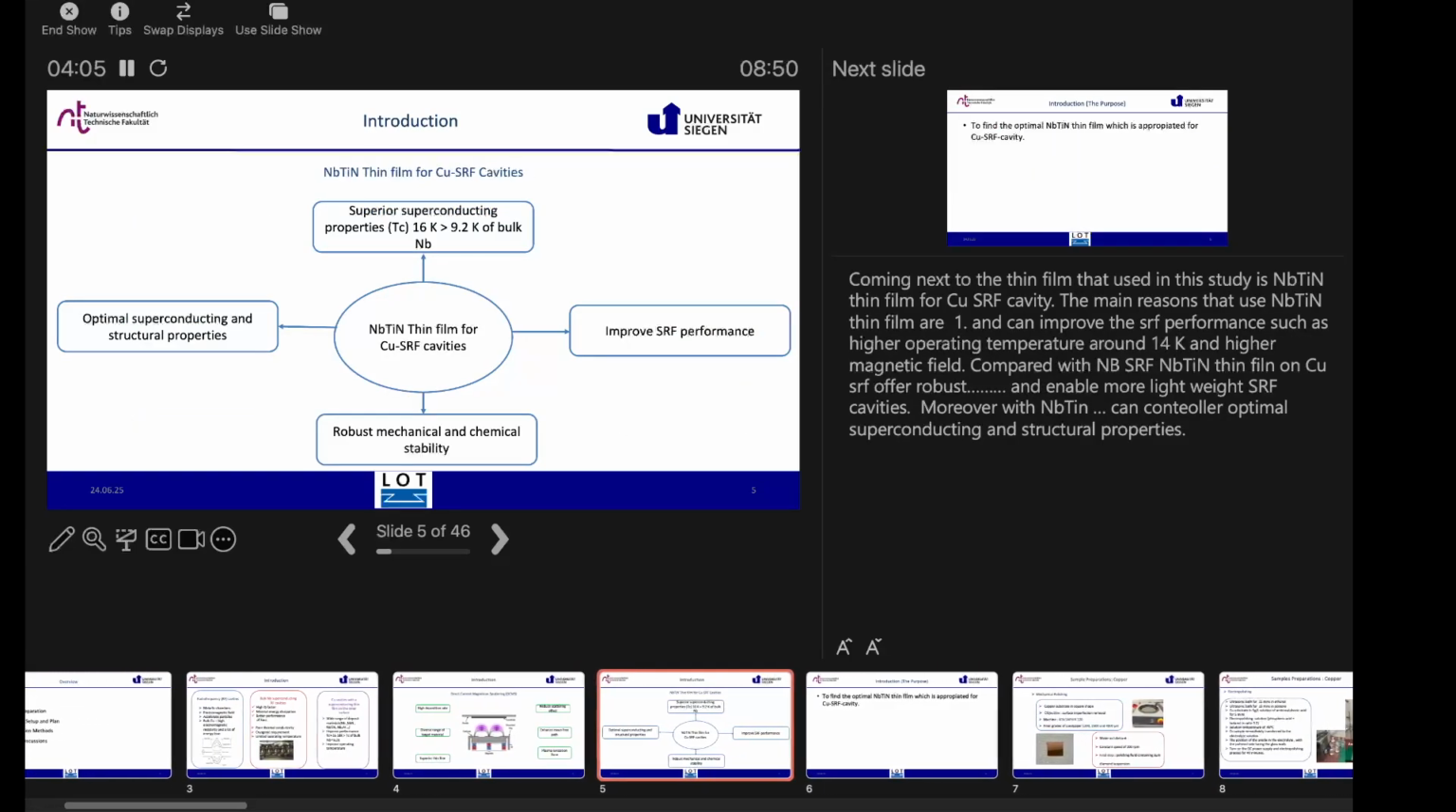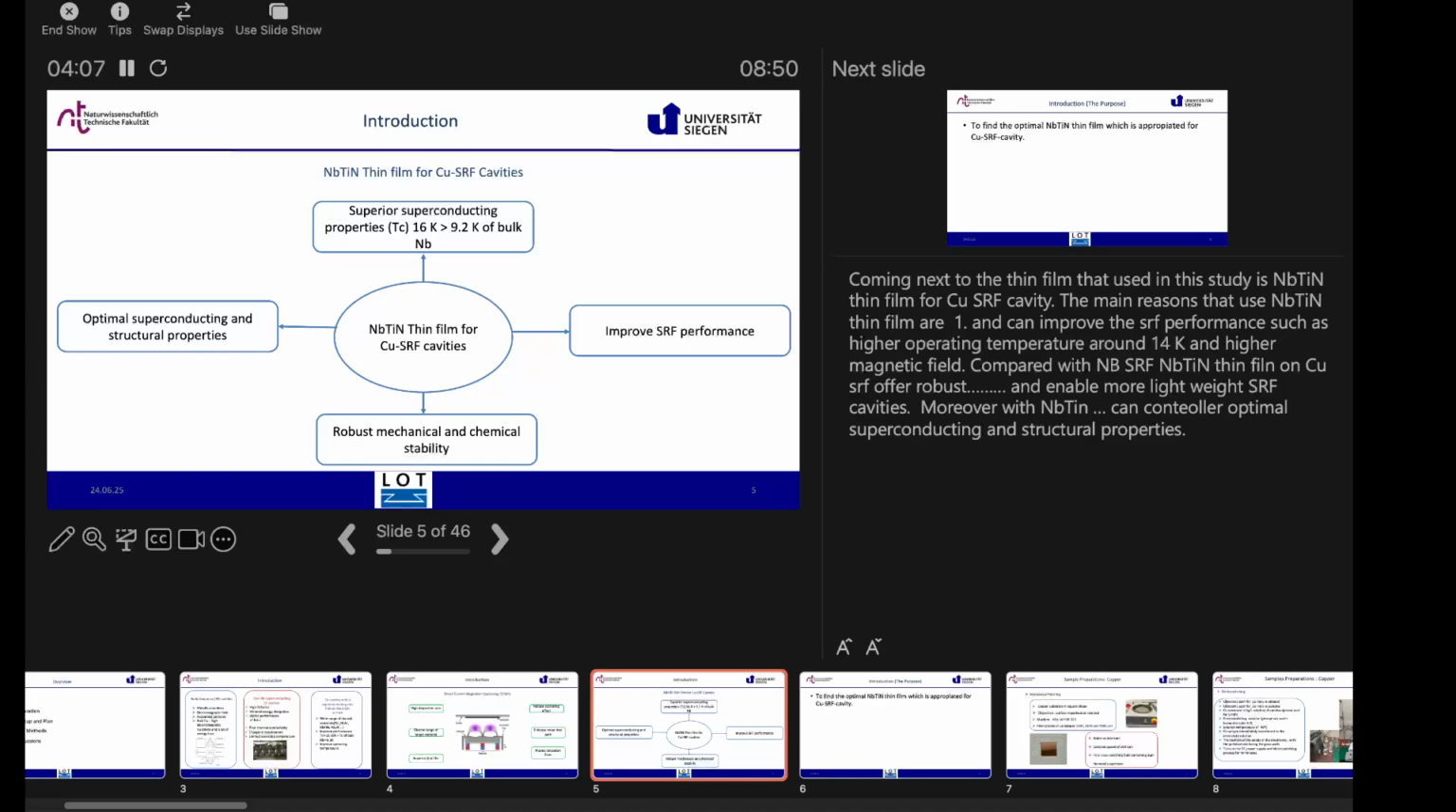The thin film that we use in this master thesis is niobium titanium nitride thin film. For copper SRF cavity, we have mainly four advantages. First one, the Tc superconducting property around 16, that is more than 9.2 from bulk niobium. Second one, we can also improve the SRF cavity and enable the lightweight of SRF cavity. And this thin film also offers robust mechanical and chemical stability.